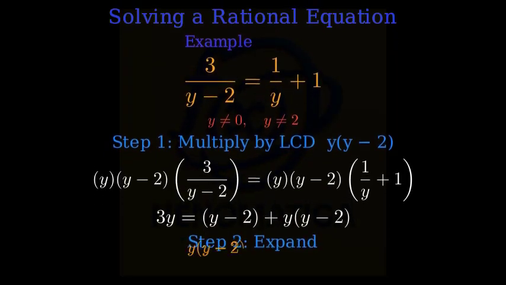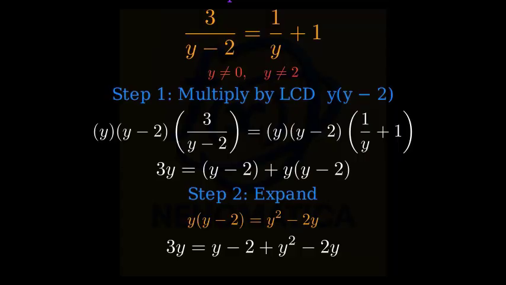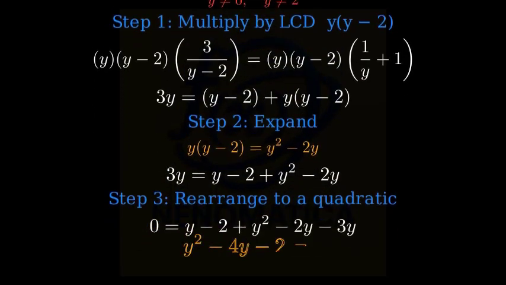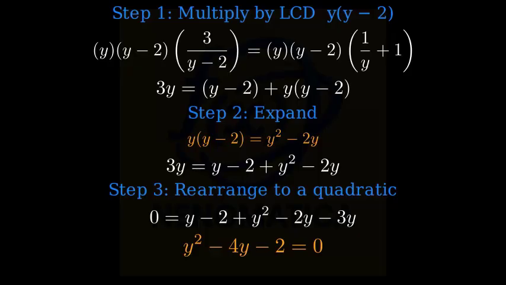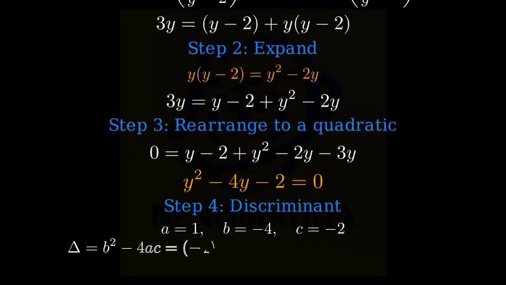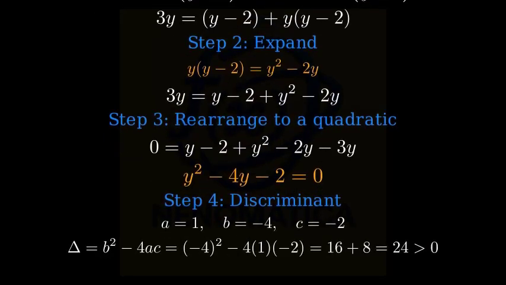Step 3. Bring all terms to one side and collect like terms. This gives y squared minus 4y minus 2 equals 0. Step 4. Compute the discriminant. Here a equals 1, b equals -4, and c equals -2. Delta equals b squared minus 4ac, which is 16 plus 8 equals 24. So delta is positive.